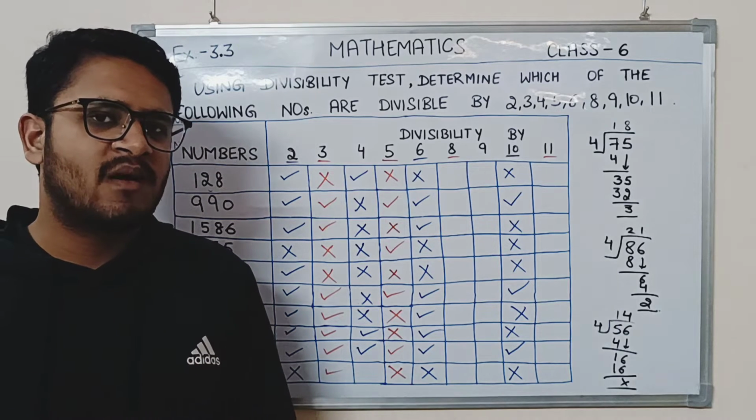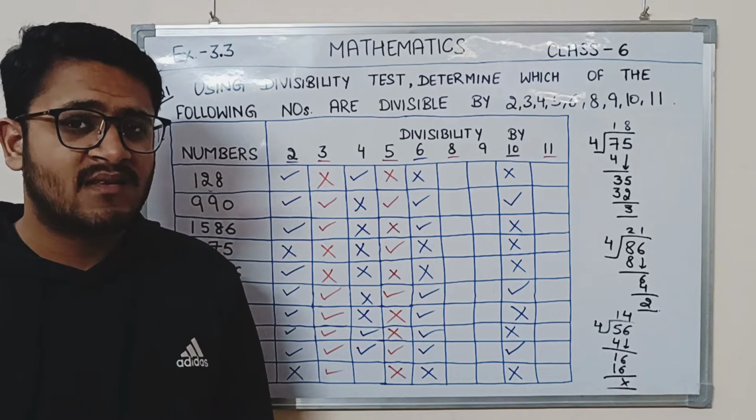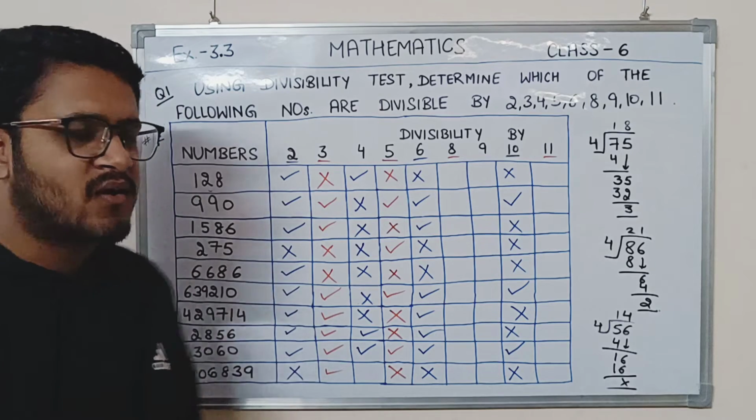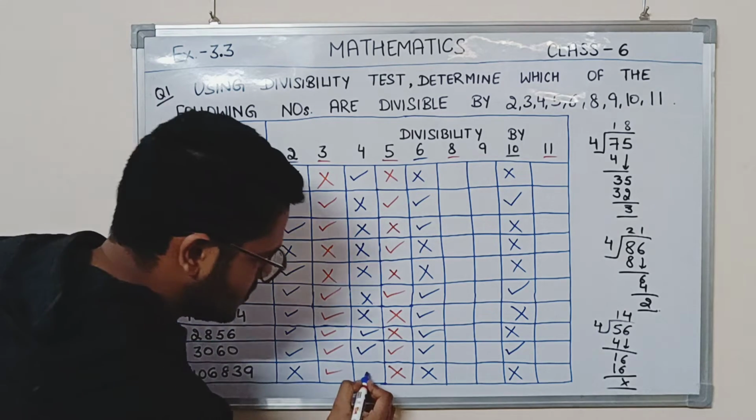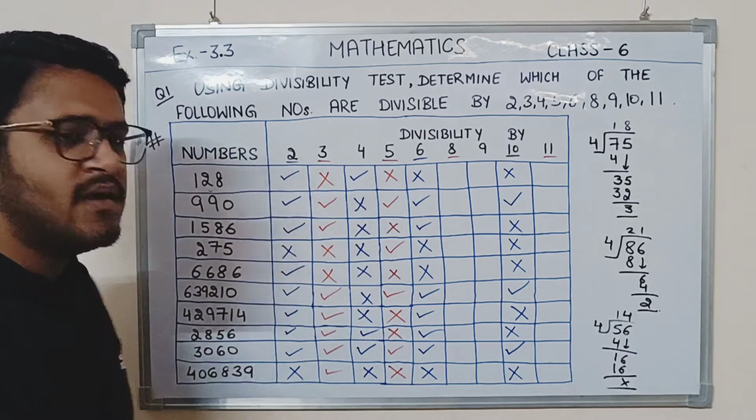Is 39 divisible by 4? No, because 4 nines are 36 and 4 tens are 40. Okay, so 39 is not divisible by 4. Therefore, this whole number is also not divisible by 4.